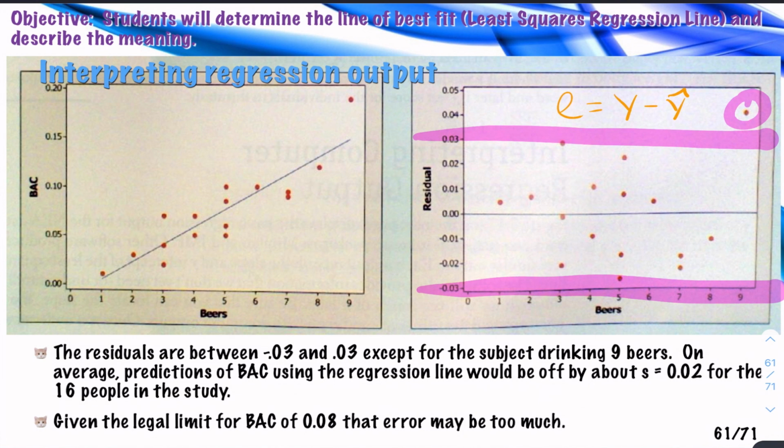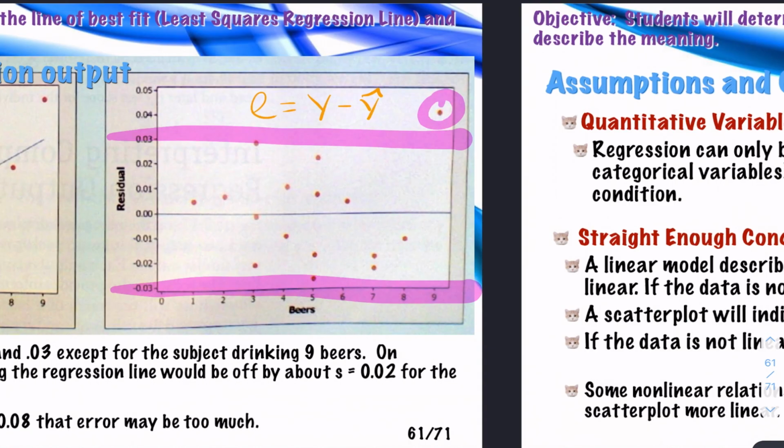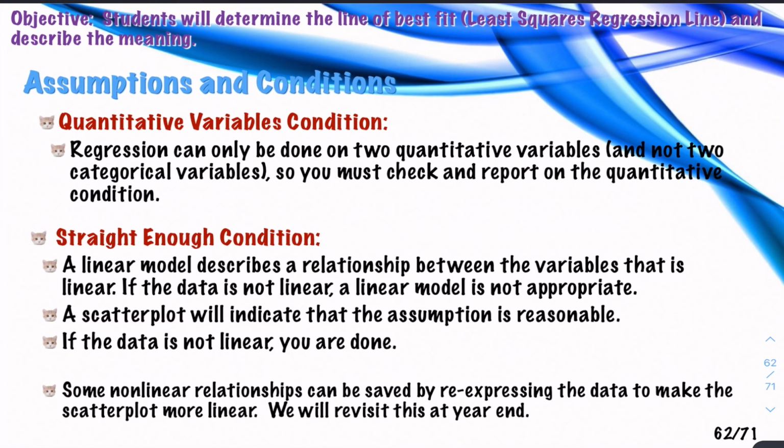Now, if you think about that, given a legal limit for most states in drinking is 0.08, that error may be too much. And that might be too much for all of us to consider. So we're just going to finish up here and talk about some assumptions and conditions that we have to verify in order to justify using a least squares regression model.